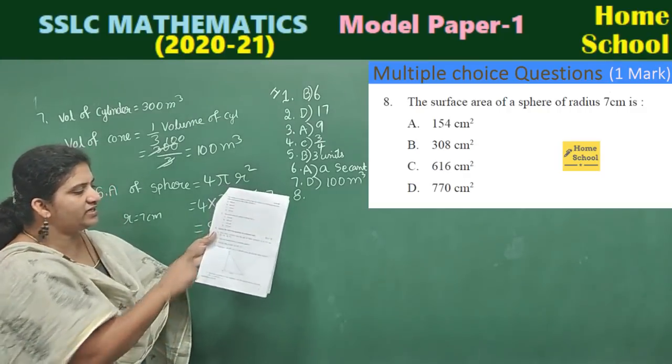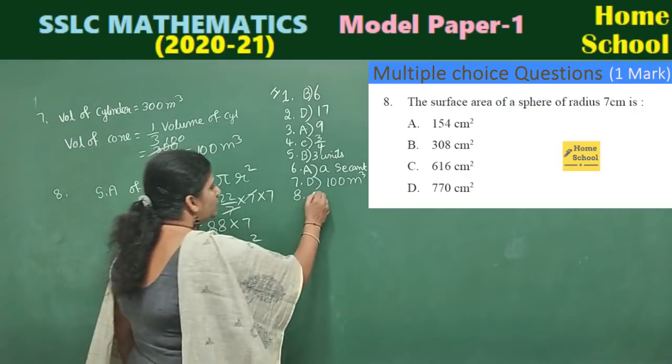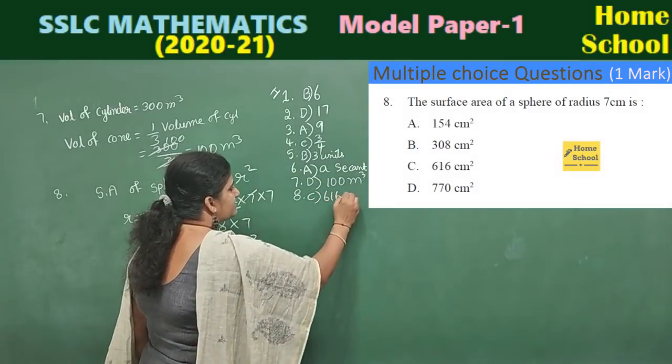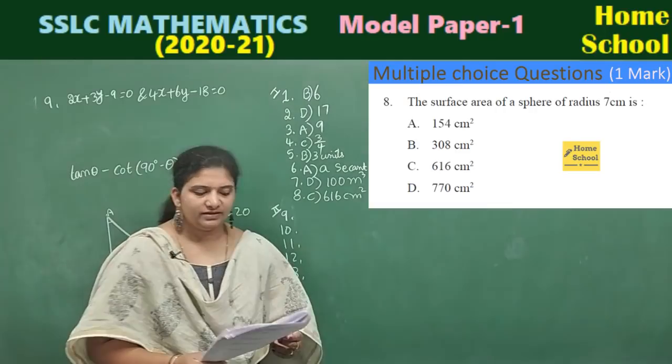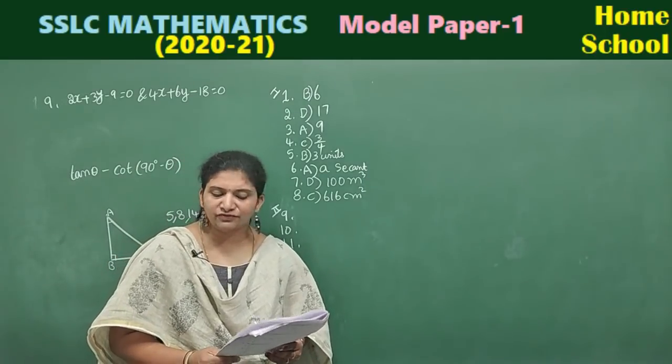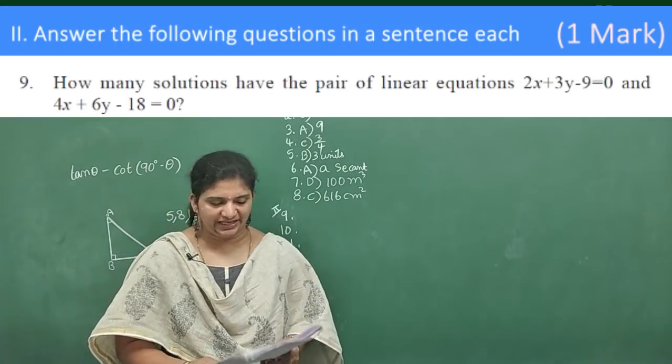Check the answer where it is. Option C. 8th one, option C, 616 centimeter square is your answer. With this, we complete first main. Let's start with the second main. Answer the following questions in a sentence each.